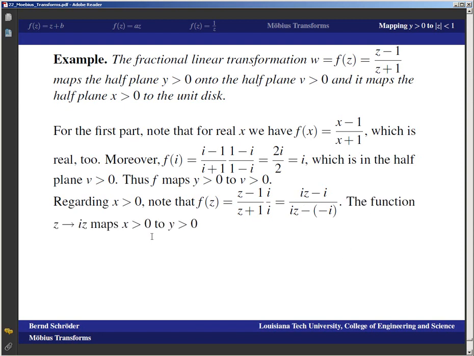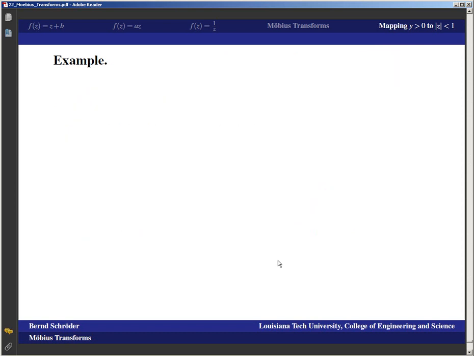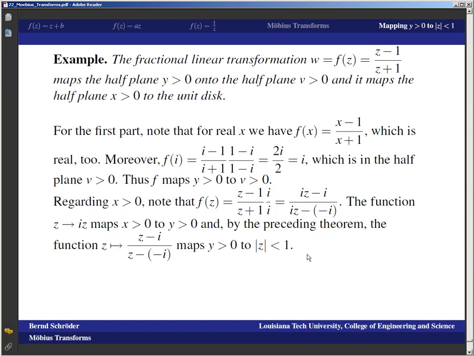So then we note that the function, when we map z to iz, maps the right half plane to the upper half plane, and by the preceding theorem, the function that maps z to z minus i over z minus negative i maps the upper half plane to the unit disk, absolute value of z smaller than 1. And so that's it. We have shown that when x is greater than 0, we first map it to iz and then to this thing here, and that maps the right half plane to the unit disk.